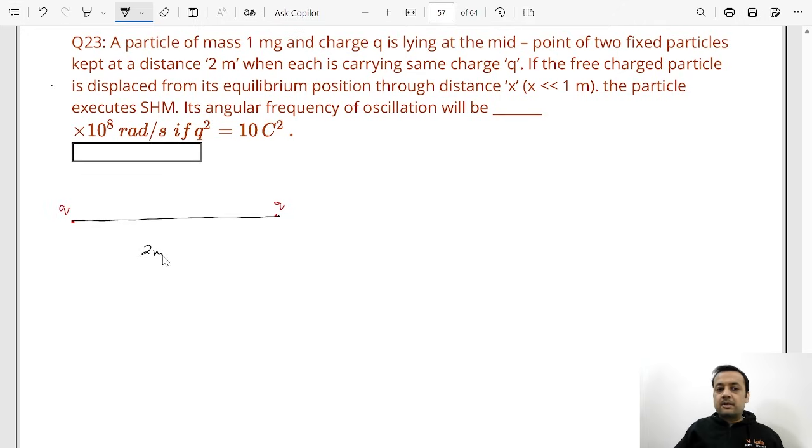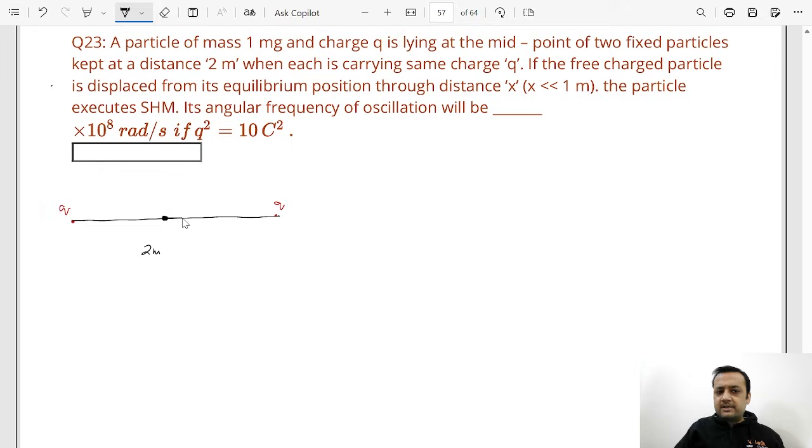Now the other charged particle, which is free to move, is kept at the middle point. It is slightly displaced from its equilibrium position and will execute SHM. So you have to find the angular frequency. Now look, you cannot displace this particle in this direction, because then the SHM will not happen. If I disturb in this direction, this q will repel, this q will also repel. Hence this particle will move upward, so it will not come back. That means the force will not become restoring. So for SHM to happen, you must displace it in the left or right direction.